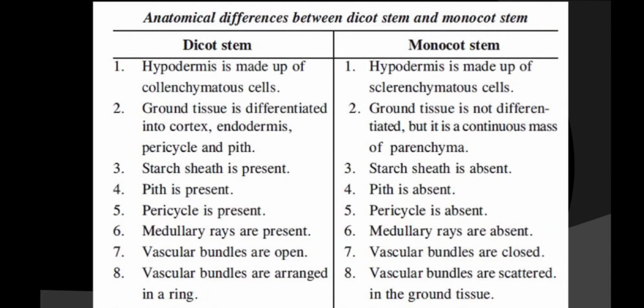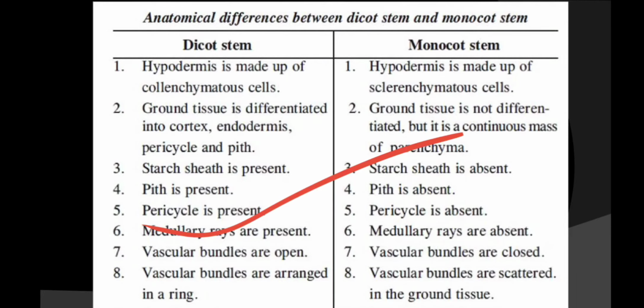So here is the difference between the dicot stem and the monocot stem. Hypodermis is made up of collenchymatous cells here, and here it is made up of sclerenchyma cells. Ground tissue is differentiated into cortex, endodermis, pericycle and pith here; in the monocot the ground tissue is not differentiated. Starch sheath is present here, in this it is absent. Pith is there, in the monocot not there. Pericycle is present, in the monocot not there. Medullary rays are present here, in this case they are not there. Vascular bundles open, closed. Vascular bundles arranged in a ring, scattered. So this you will see and learn it.